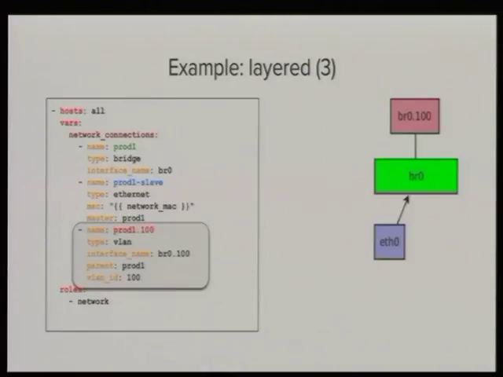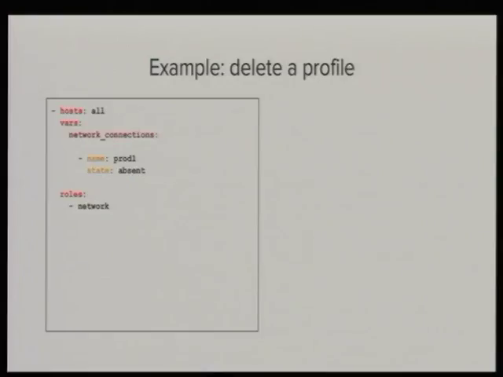So the examples that we saw here have an implicit state present. It basically means if you run the playbook, then it will ensure that such a profile exists with this given configuration. The opposite is, of course, the state absent, which means to delete the profile if it's there and do nothing if it's not yet there. But for example, if the initscripts backend is used, then this state present and absent just means to write some files to disk. It doesn't actually change your networking configuration yet.